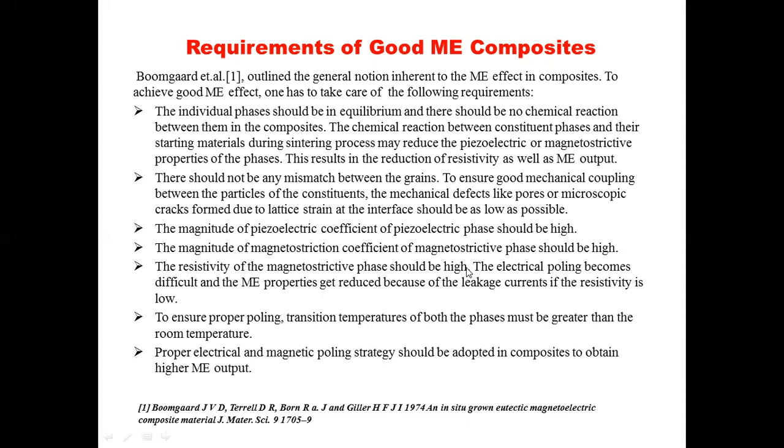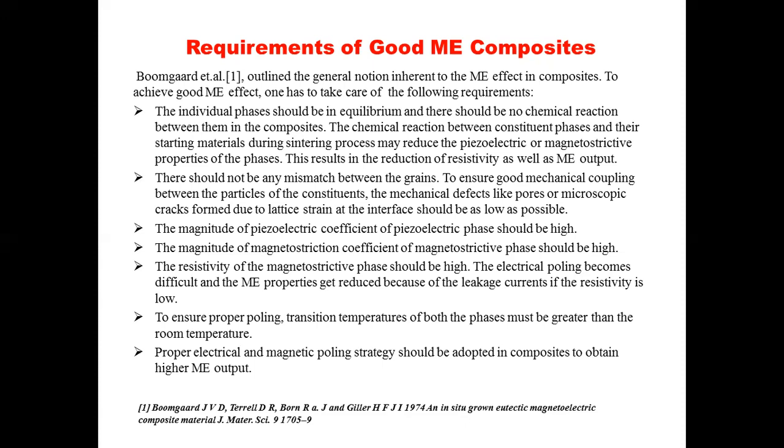So when we compare the resistivity of both the phases, that is, the ferrimagnetic phase and the ferroelectric phase, as you know, the ferroelectric phase generally has high resistivity as compared to the ferrimagnetic phase. Because in the ferrimagnetic phase, iron is there, and iron is a highly conductive material, and because of that reason, the resistivity of the ferrimagnetic phase is generally low.